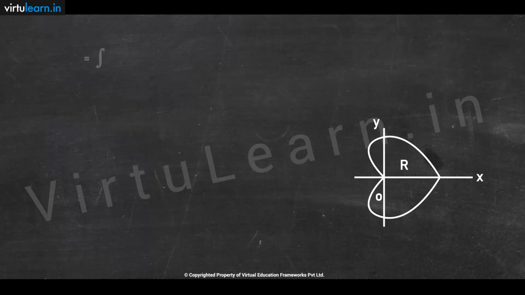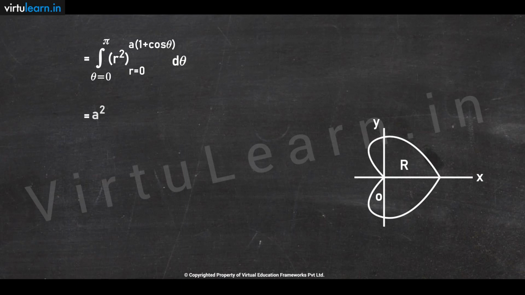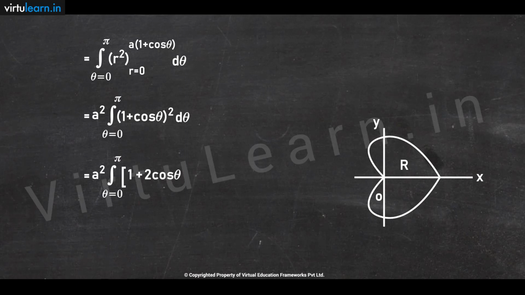It becomes integral theta is equal to 0 to pi, 2r is now integrated to get r square. The limits are r is equal to 0 and a into 1 plus cos theta, d theta. Substituting the limits, we get a square into integral theta is equal to 0 to pi, 1 plus cos theta whole square d theta. Now we expand this 1 plus cos theta whole square to get a square into integral theta is equal to 0 to pi, 1 plus 2 cos theta plus cos square theta. Again cos square theta is replaced by 1 plus cos 2 theta by 2, followed by d theta.